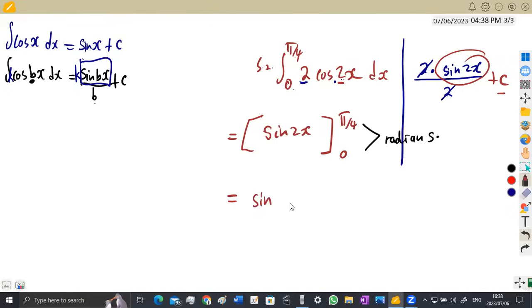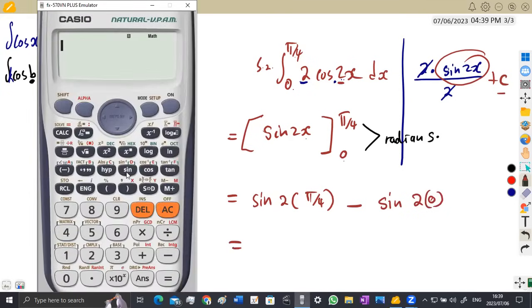So it's going to be sine 2 times pi over 4, like this. Then in place of x, we substitute our lower limit, which is 0, so it's minus sine 2 times 0. My calculator being in radians, I'm going to have sine 2 times pi over 4, so this is pi over 4. If we simplify this, we are going to obtain a 1.